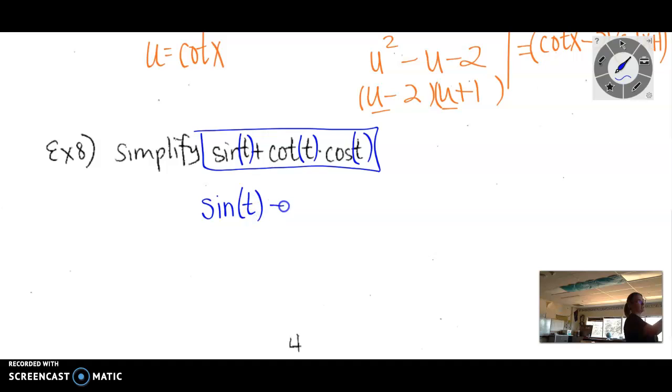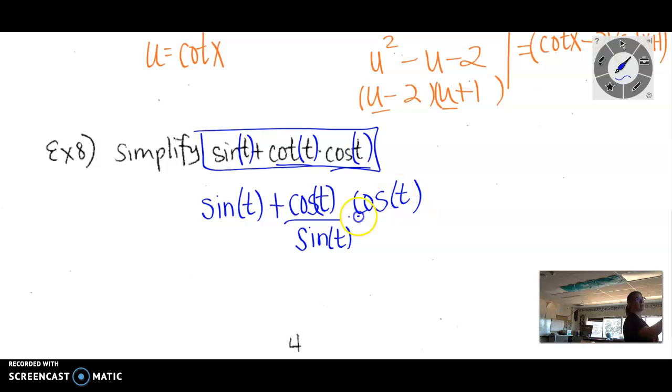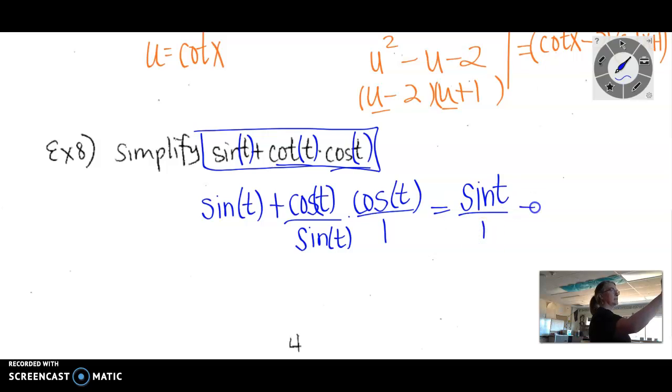I have sine of t, it's already in terms of sine and cosine. Cotangent, recall, is cosine of t over sine of t. And then that's multiplied by this cosine of t. Okay, I can put that over 1 since I have a fraction and another fraction multiplied together. So sine of t, I'm going to put that over 1, plus cosine of t times cosine of t is cosine squared t. You don't have to have these parentheses here, but it can be helpful just for organization.